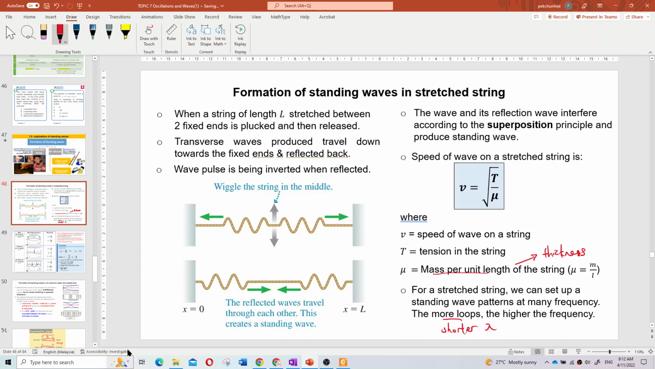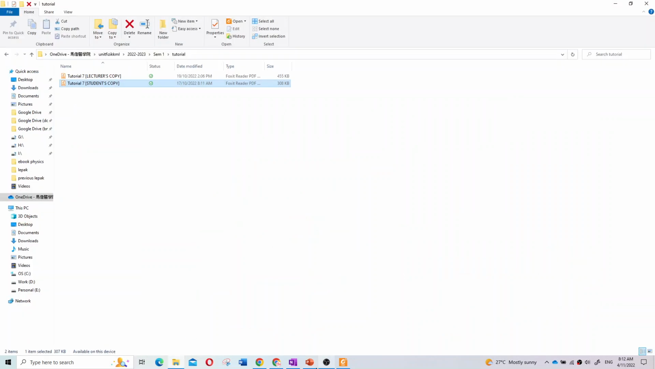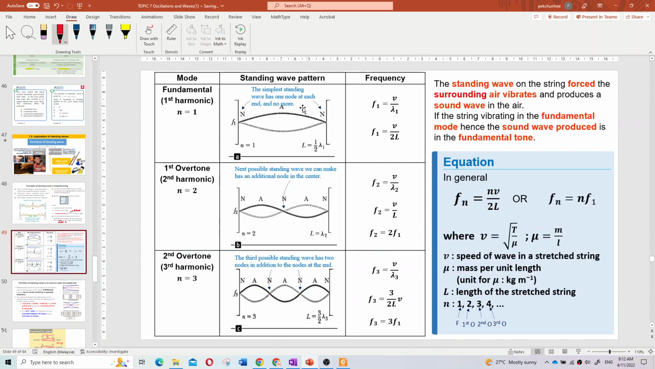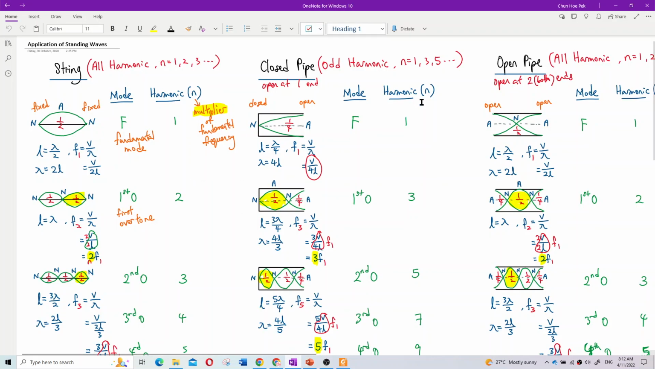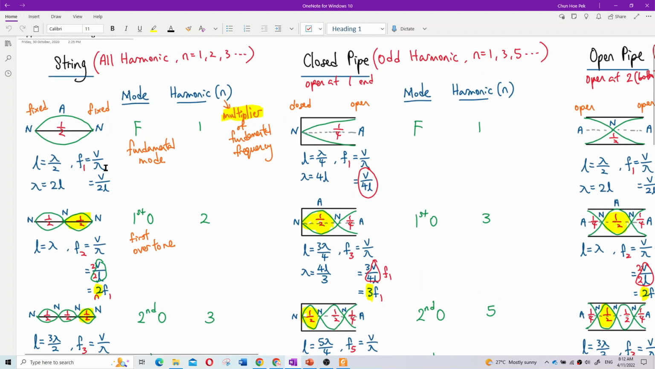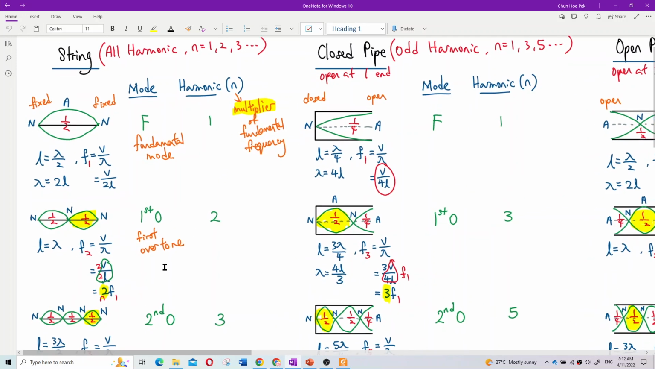I did have an animation for this. I've shown it yesterday, so I think that's enough. To explain the modes, I think it's better for me to go directly to this one. So let me start from here. Straight away, let's look at the string first. I just want you to focus on this part first.